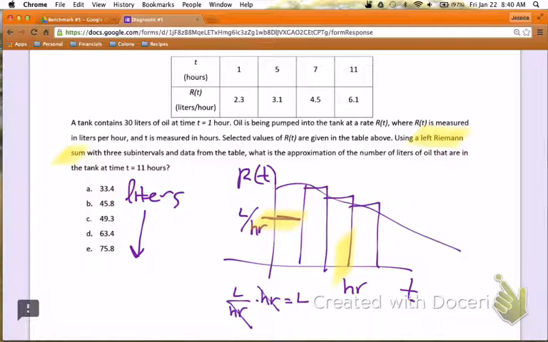I hope this is a nice visual to help you understand that. Approximating these left Riemann sums is going to give us an area that approximates a number of liters, because of the units on each of these axes. We have liters per hour times hours for base times height, and that gives us a unit of liters. So that's how I want you to make the connection back. If we can approximate the area under the curve, we can approximate how many liters of oil are actually in the tank at 11 hours. So, let me erase all this.